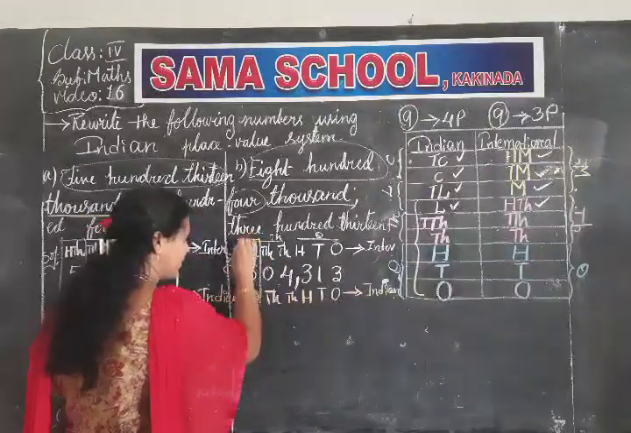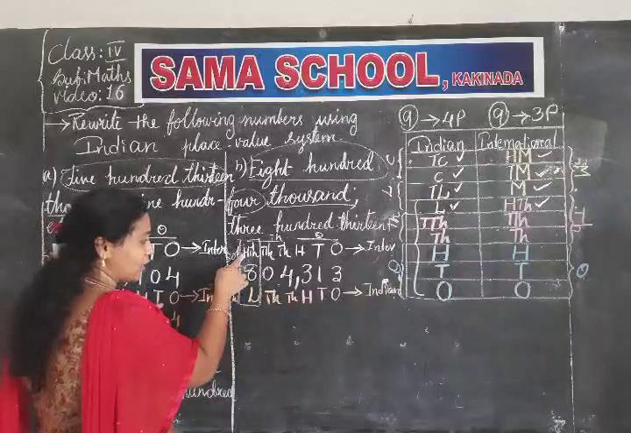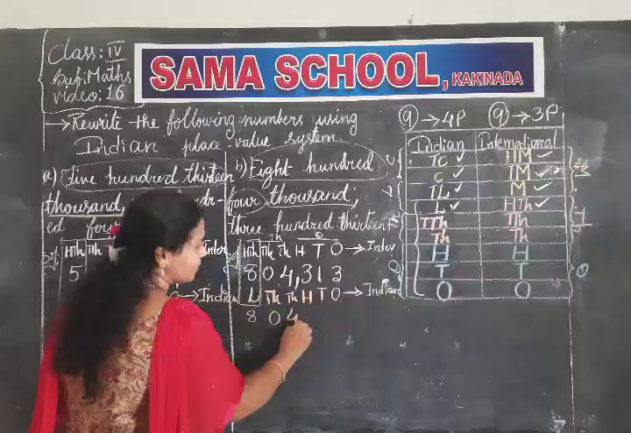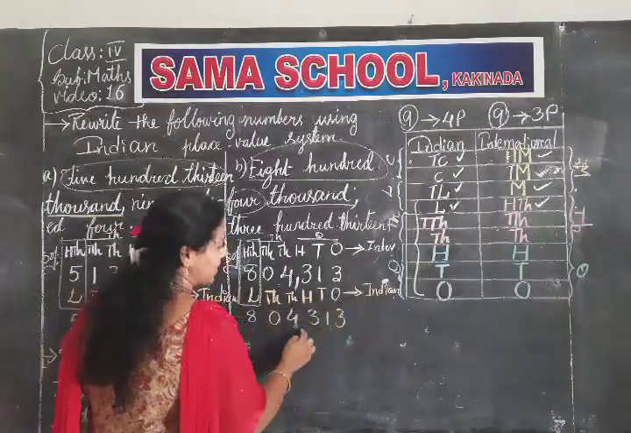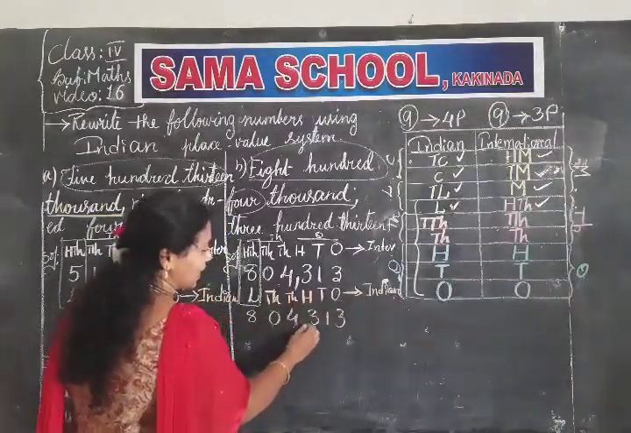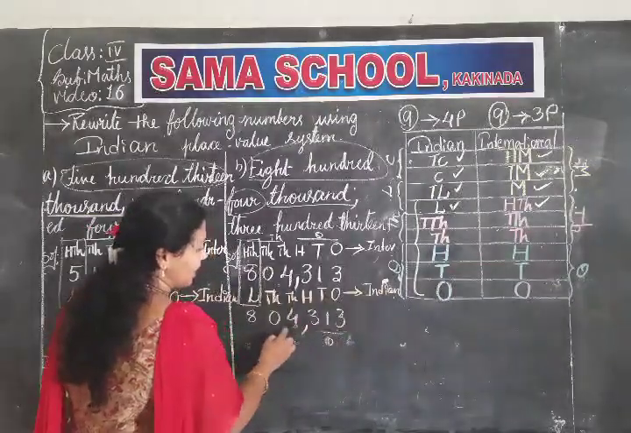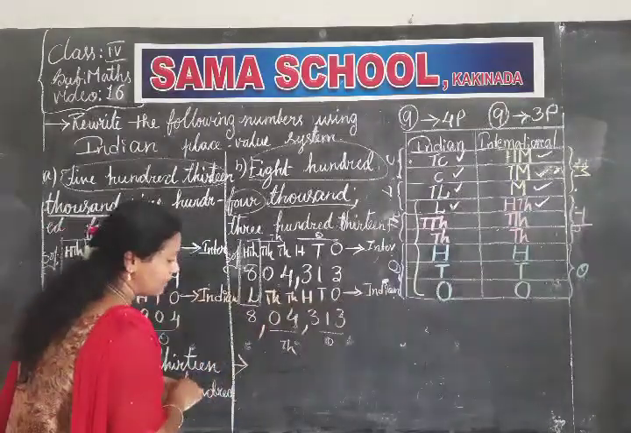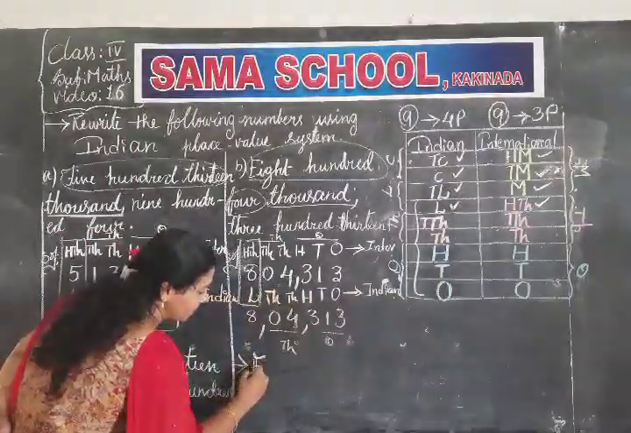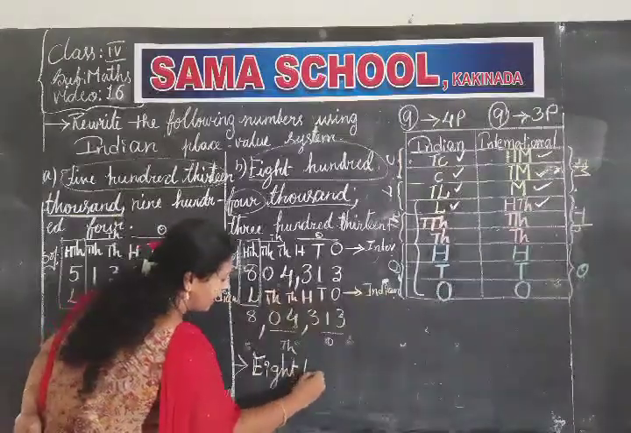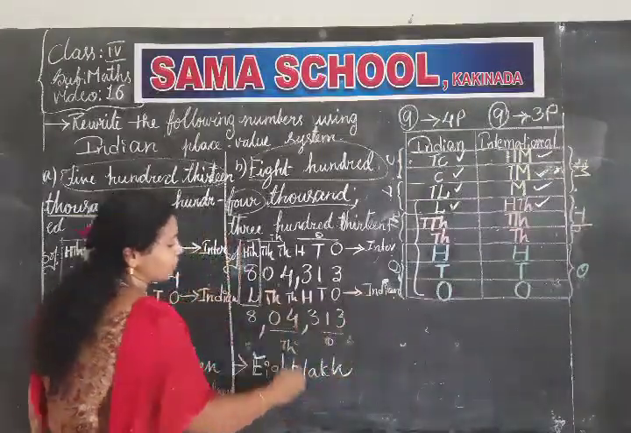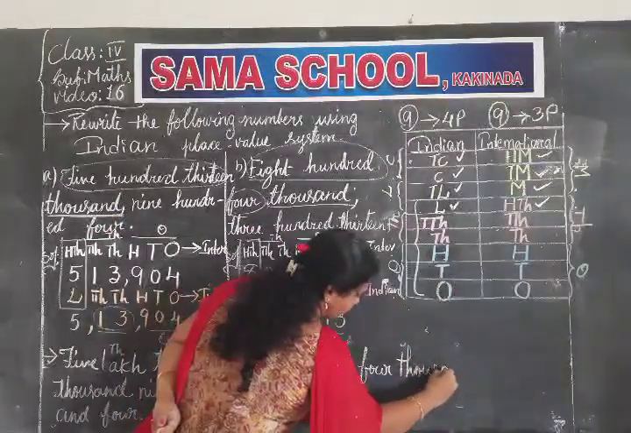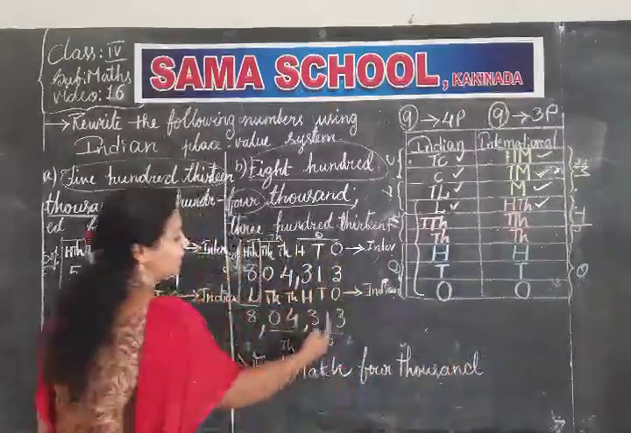Do you observe here? In international system, 804,313. In Indian system, 8,04,313. We write the number again. Now, keep a comma according to the periods. In Indian system, as per the periods, we keep a comma after ones period, after thousands period. Now, read the number. Come on, tell me the answer. 8 lakh. 8,04,000. 8,04,313.